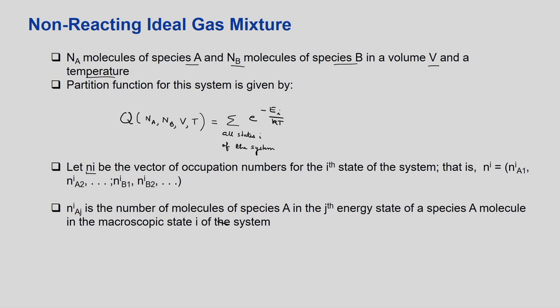Let N_i be the vector of occupation numbers for the ith state. This N_i state is made up of these particular elements: N_i is N_iA1, the number of molecules of A in the first single-molecular energy state within the macroscopic state i. Then similarly, N_iA2 is for the second molecular energy state of the same macrostate i, and so on. Similarly, we can define N_iB1, N_iB2, N_iB3, the number of molecules of B occupying the single-molecule energy states 1, 2, 3, and so on. So this is a vector. It means I can write N_iAj as the number of molecules of species A in the jth energy state of species A molecule within the macroscopic state i.